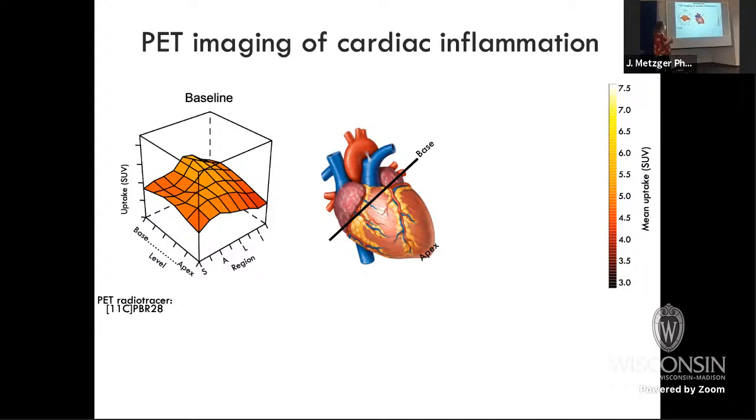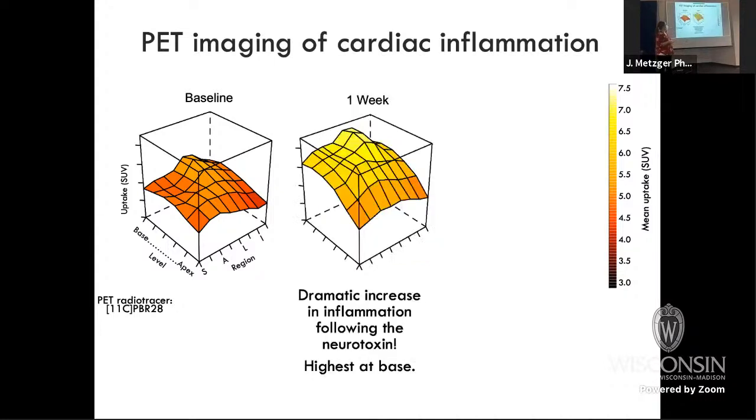We also have a bump here in this anterior lateral region, which should be about here in this diagram. And so we do have some uptake, some presence of inflammatory cells in the heart just at baseline. At 1 week after we give the neurotoxin, again, a dramatic increase compared to baseline. And interestingly, as we've seen with sympathetic innervation, it's non-uniform. It's not the same throughout the entire left ventricle.